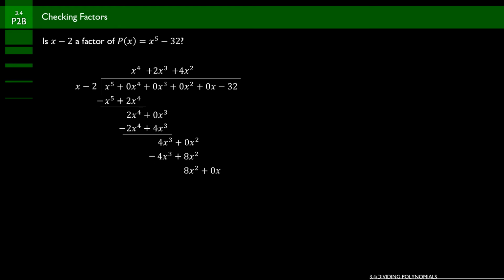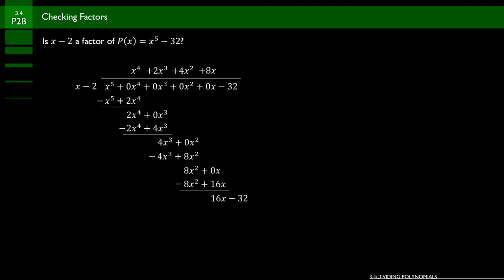Bring down the 0x. So now, what do we do to x to make it into 8x squared? We multiply by 8x. So 8x distributed through to the x minus 2 is going to be 8x squared minus 16x. Change the signs. Do your addition or subtraction, and you're left with 16x. Bring down the negative 32.